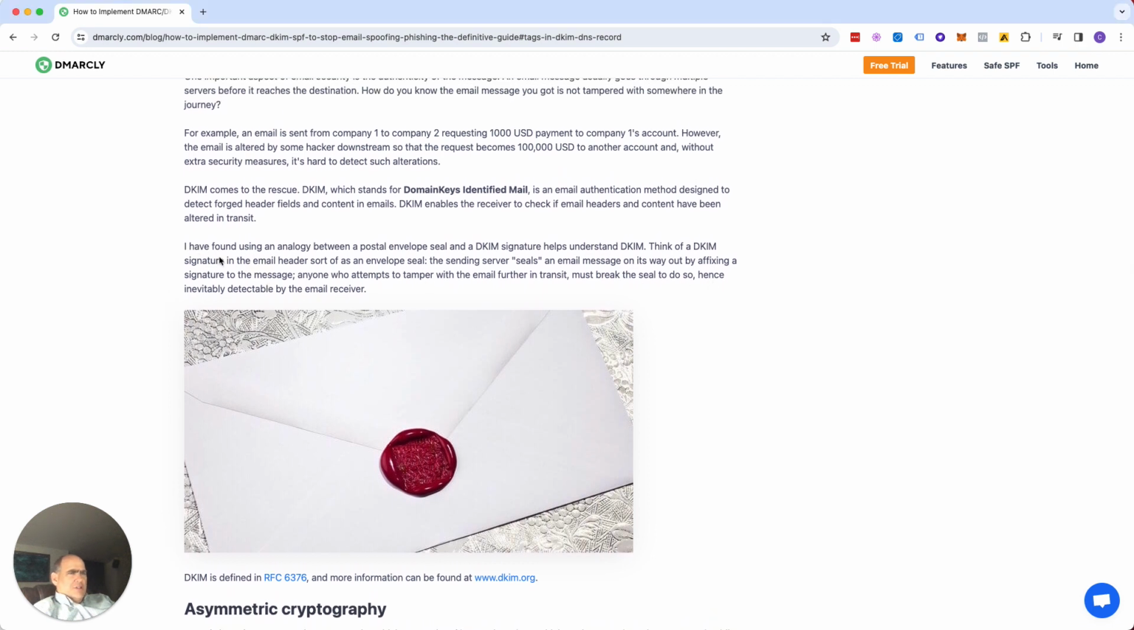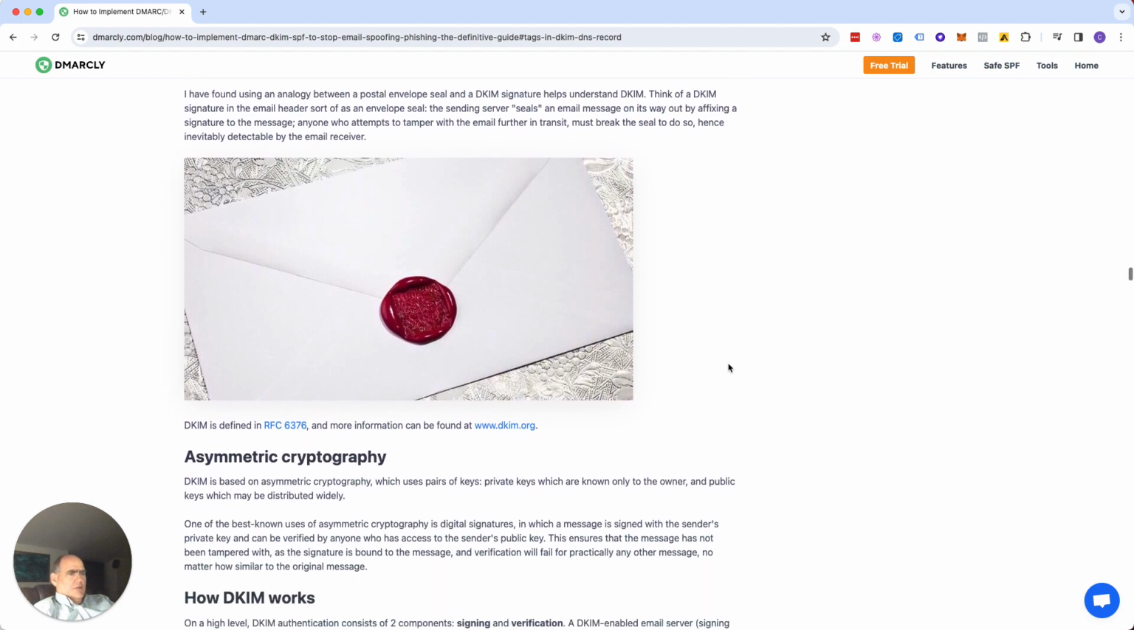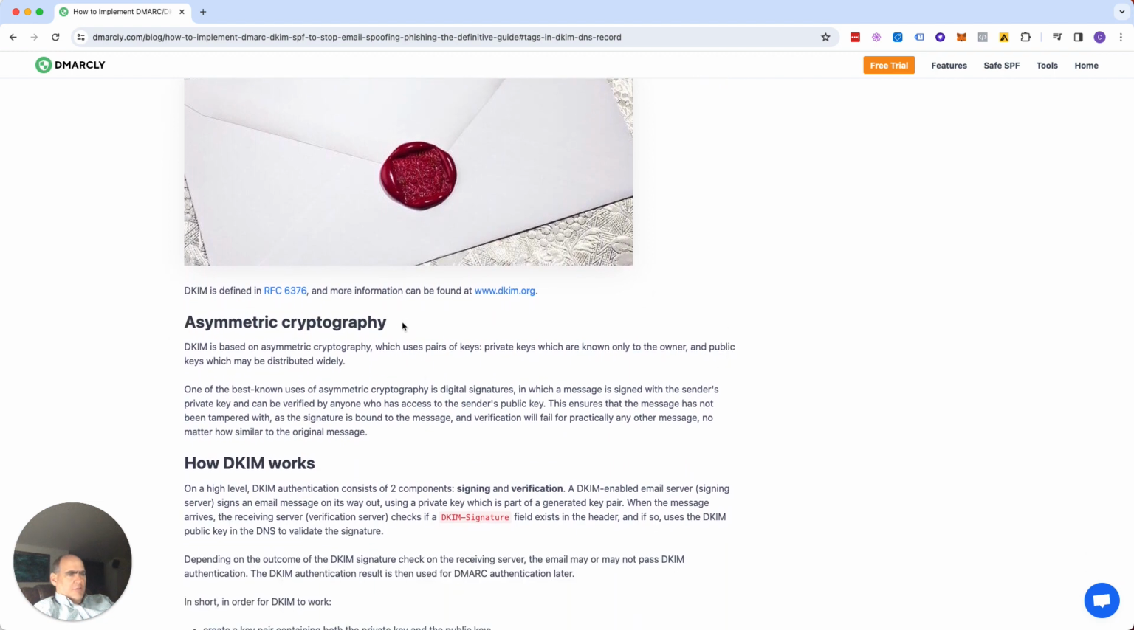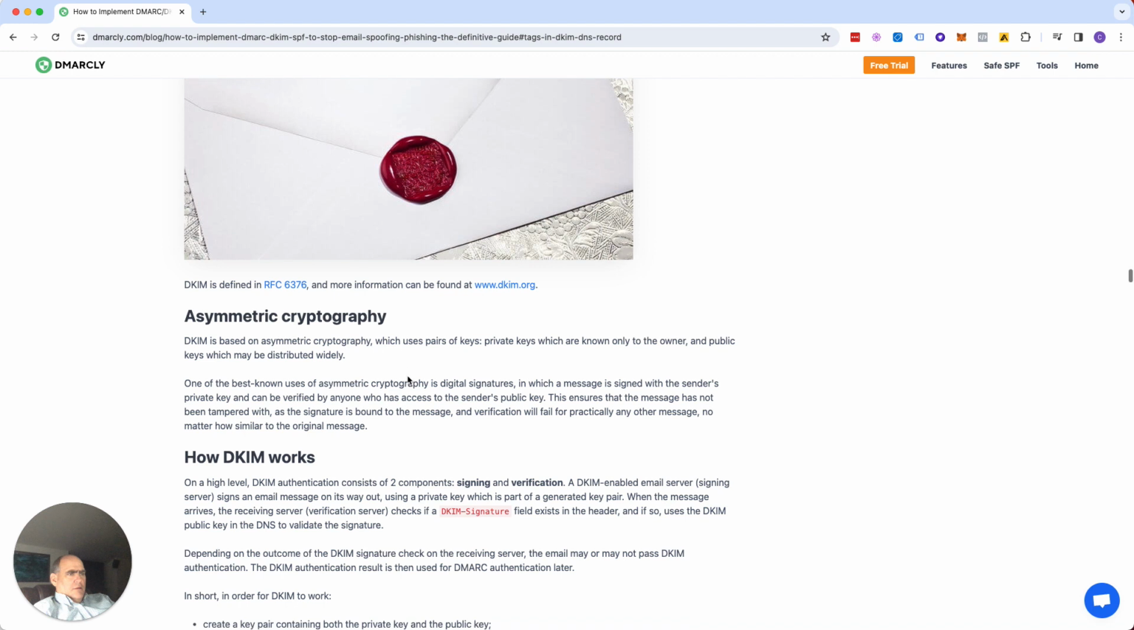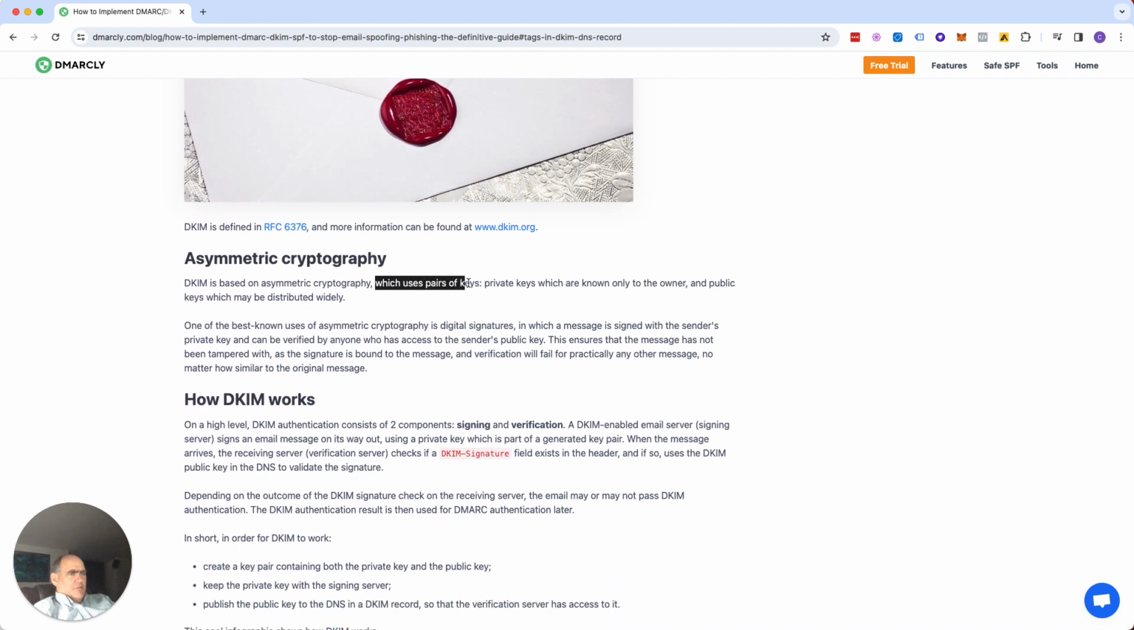So they have an analogy here. It says, I have found an analogy between a postal envelope seal and a DKIM signature that helps understand DKIM. Basically you put this seal on an envelope, and then you can tell if it's been tampered with in transit. So it's sealing it. DKIM is sealing it through a public key encryption technology, and they call it asymmetric cryptography. Asymmetric cryptography uses a pair of keys: private keys, which are known only to the owner, so whoever's sending it keeps that, and public keys, which may be distributed widely.